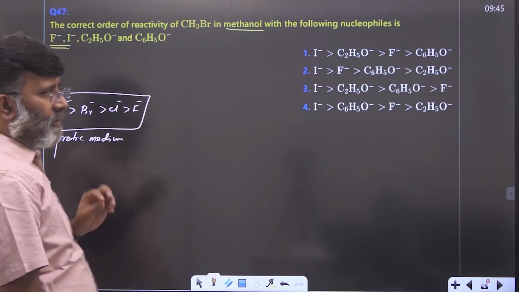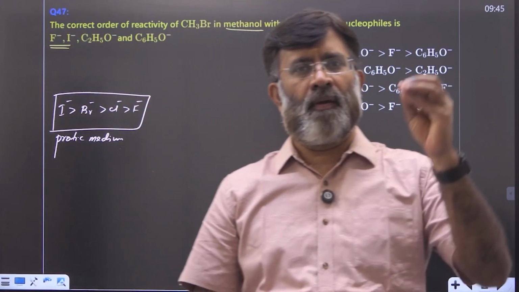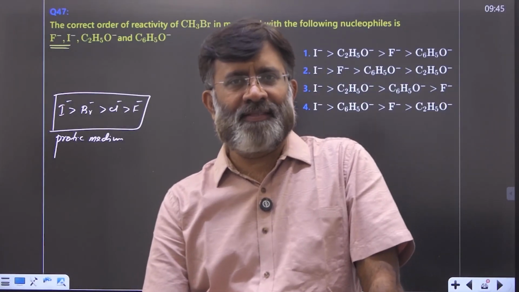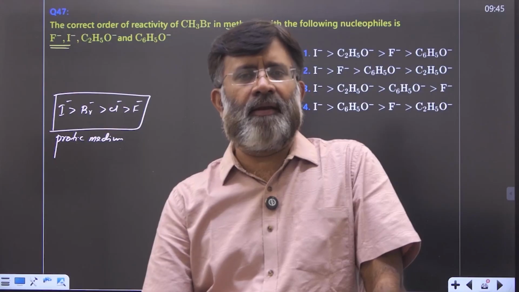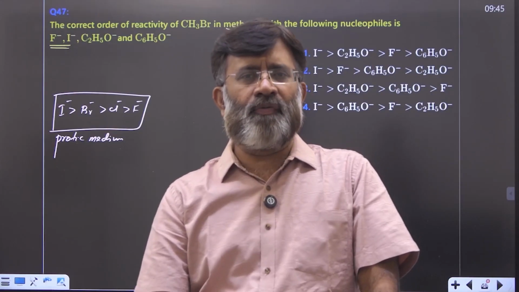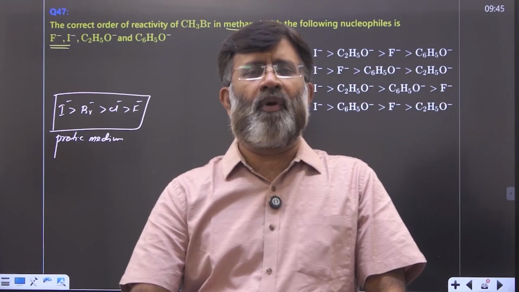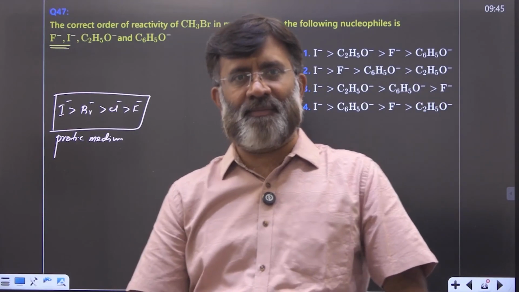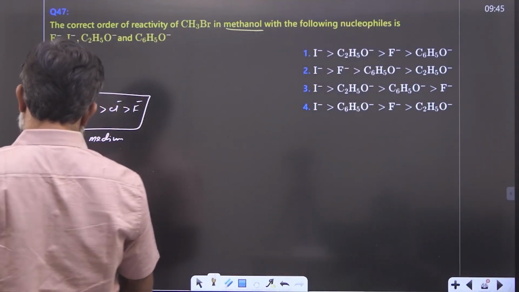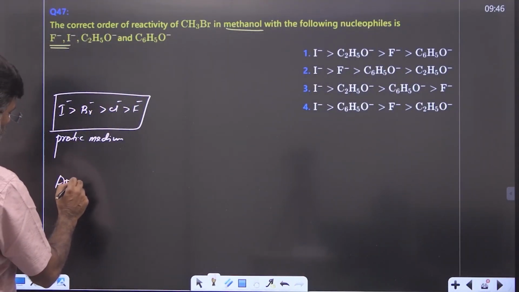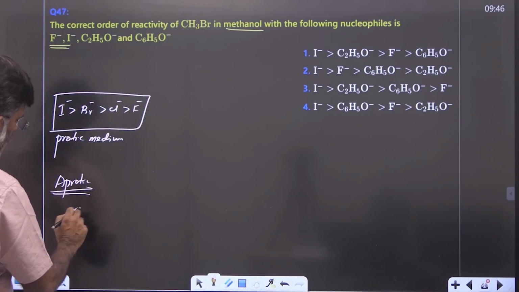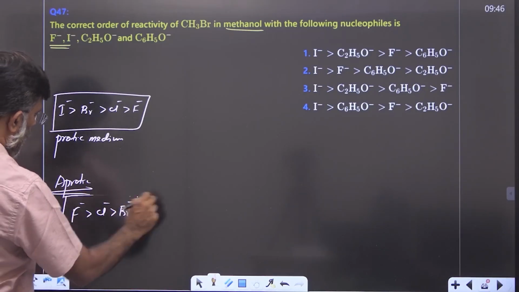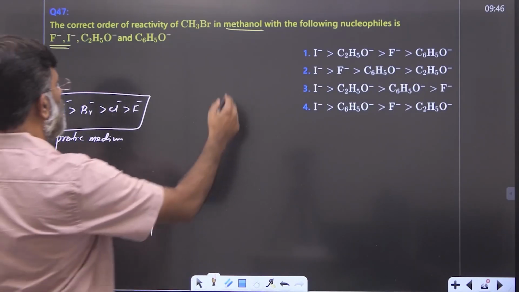Because in protic medium, the very small F minus undergoes association. I mean it is interacting for hydration, isn't it? F minus is very small, it undergoes hydration, and the nucleophilicity character is affected by the polar protic medium, and it is minimum for F minus. I minus is maximum. While in aprotic medium, it is opposite. It is F minus, Cl minus, Br minus, I minus in aprotic medium.